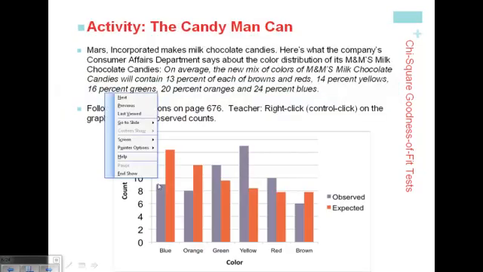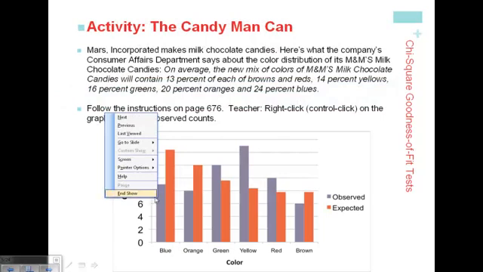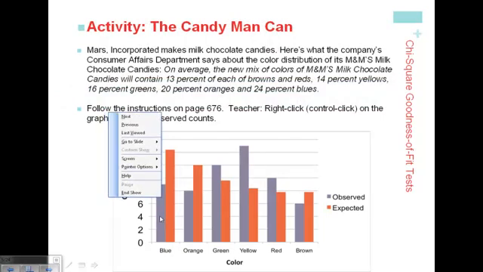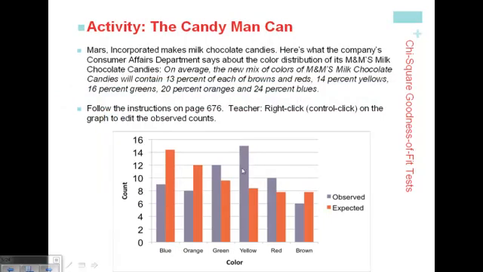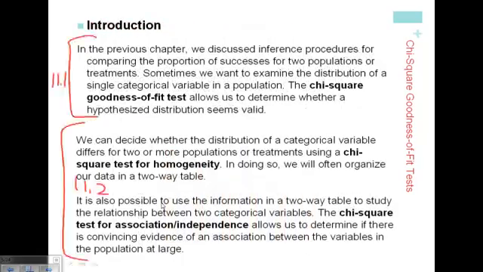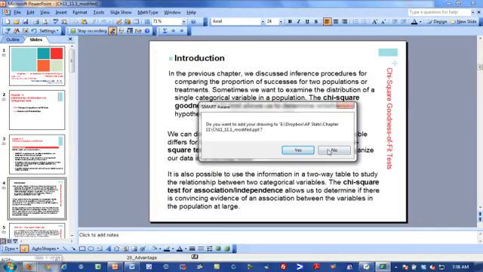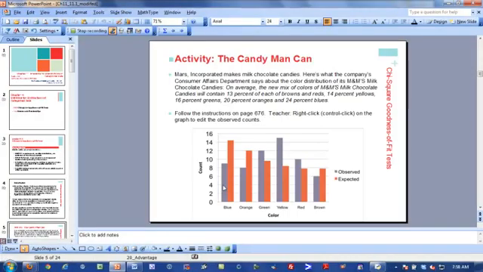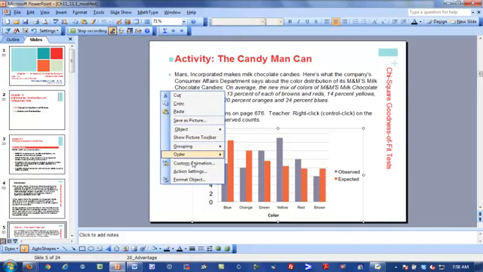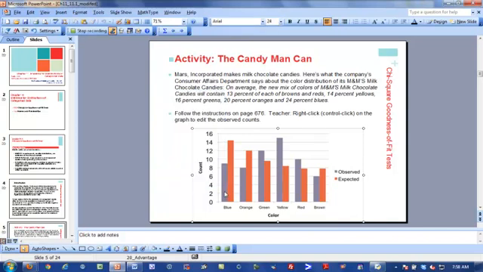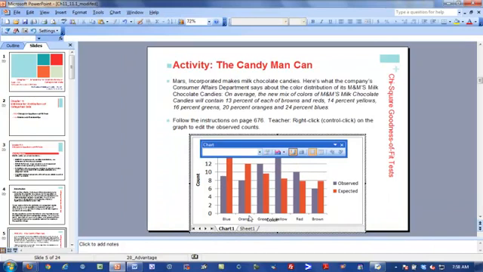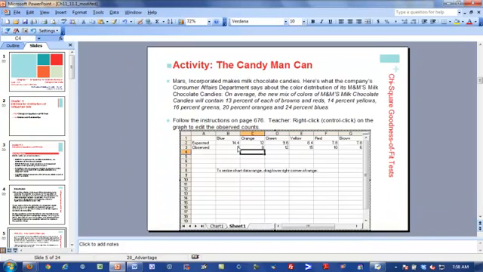Wait, I'm supposed to right click on this. No, what does it say? Oh, control click. Oh, sorry. The reason it's not working is because I need to be here. I can go to my sheets.